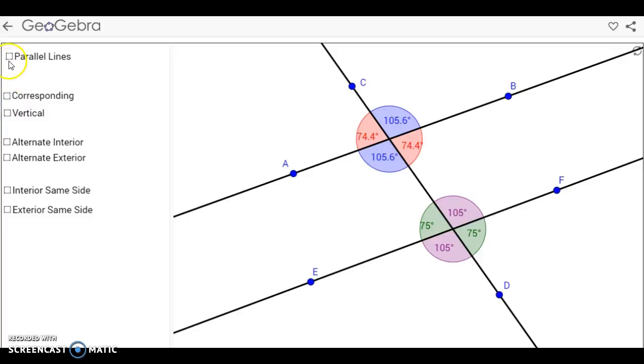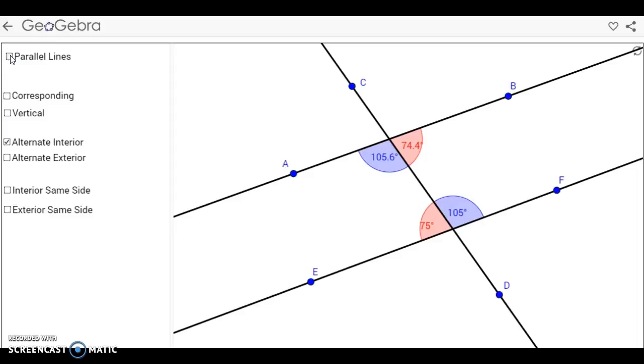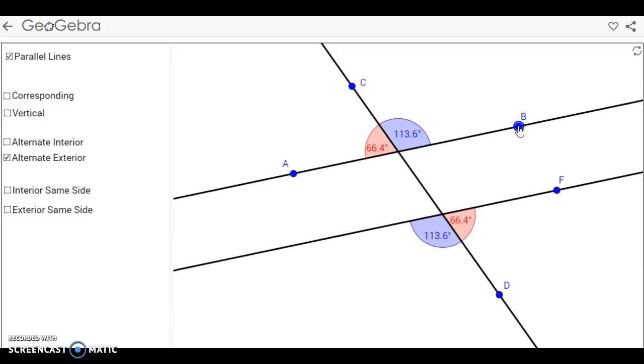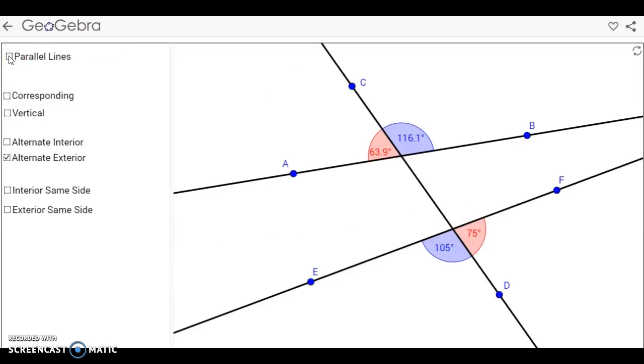So if we click on parallel again and go to alternate interior angles, you'll notice that those appear to be congruent. If we unclick it, they're not. I'm guessing you can figure this one out. Alternate exterior are also congruent if the lines are parallel. And if we unclick parallel, you can see clearly that they're not going to be. They're still alternate exterior. They're just not congruent.